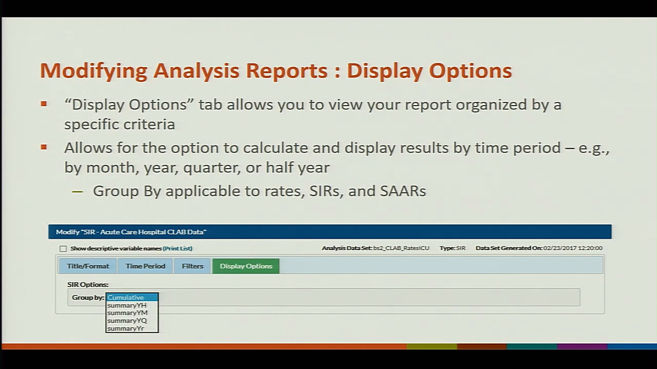So you're going to get two tables, one for the first 6 months and one for the second 6 months of the year. You can select YM, and that's going to give you a table for each month for 2018. YQ is a quarter, so you're going to get 4 tables, one for each quarter. And if you leave it at summary year or cumulative, for this example, you're going to have just one table for 2018.